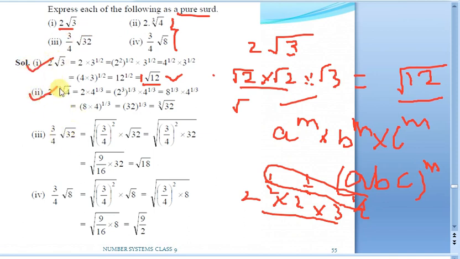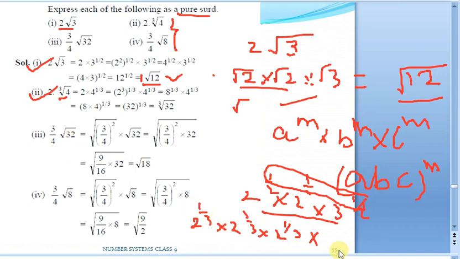Now see the second one. This is 2 cube root of 4. So first you take the 2, which also has to be expressed with power 1 by 3. So I write it as 2 power 1 by 3 into 2 power 1 by 3 into 2 power 1 by 3. Now see, 2 power 1 by 3 into 2 power 1 by 3 into 2 power 1 by 3 will be 2 only. Why? Because it is 2 power 1 by 3 plus 1 by 3 plus 1 by 3, which is 2 power 1, so it will be 2.